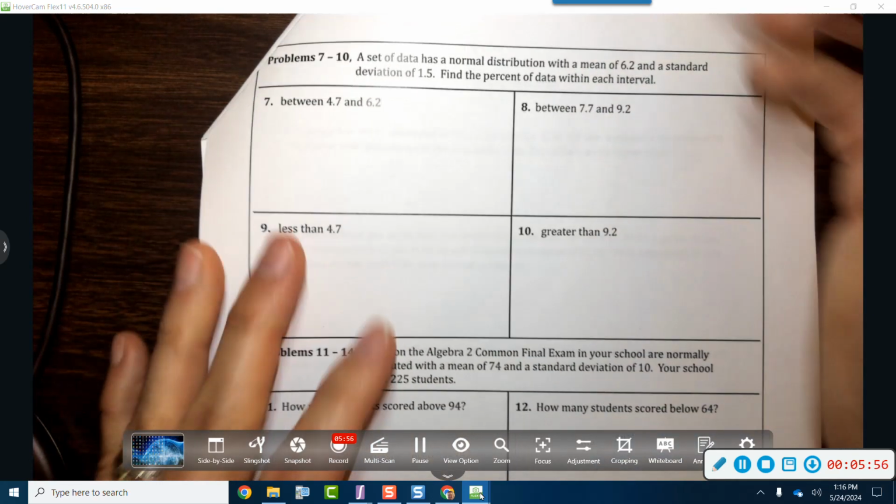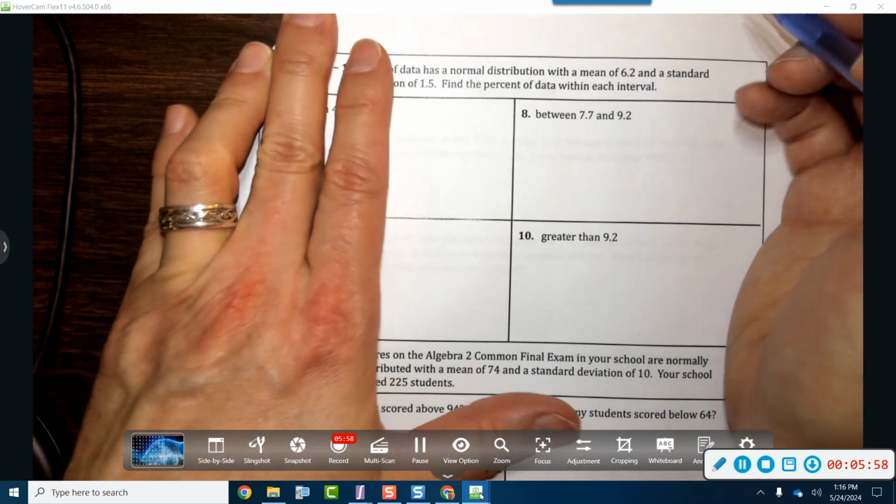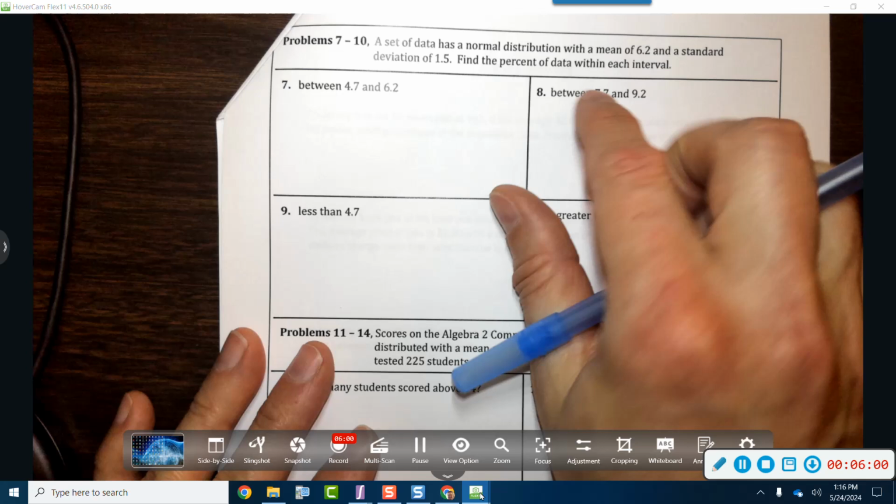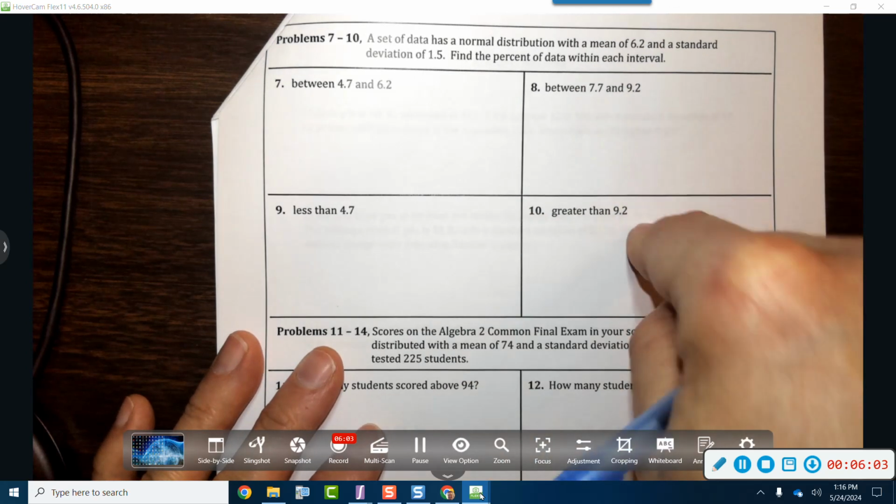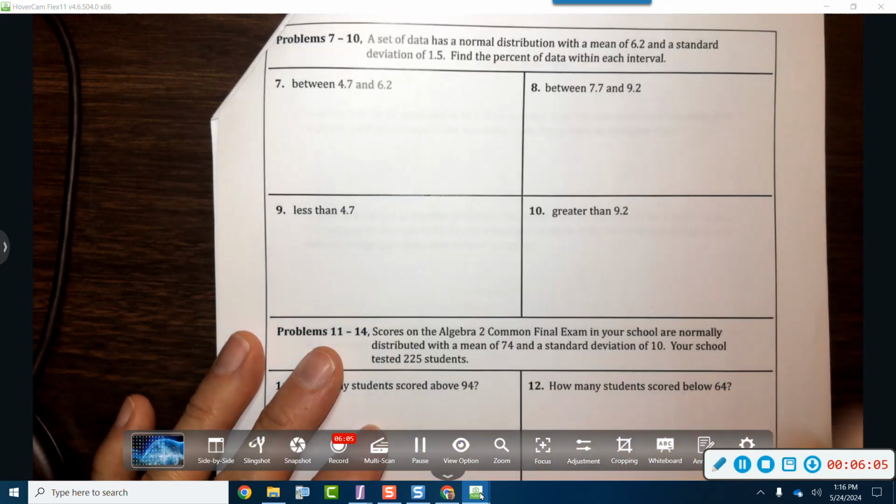A set of data has a normal distribution with a mean of 66.2 and a standard deviation of 1.5. Find the percent of data within each interval. Okay, this is good stuff. This is using the tables. There's going to be a lot of this on the test.